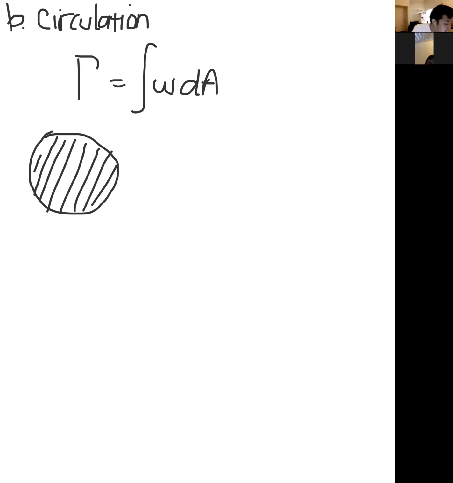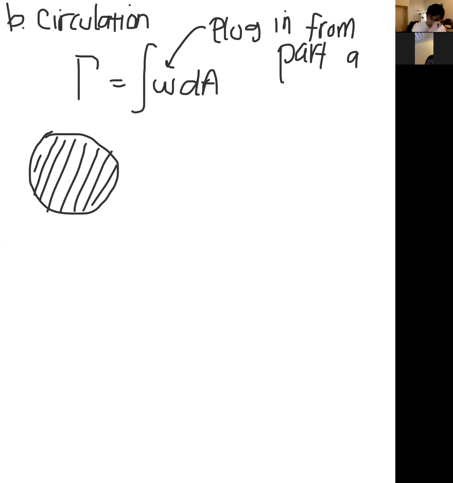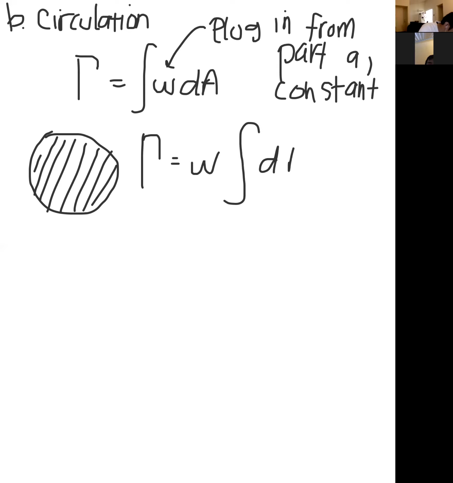So we're going to use our result from part A and plug that in here, and then just evaluate this integral. The nice thing about solid body rotation, like we mentioned previously, is that the vorticity is constant inside the solid body. So if vorticity is constant, we can just pull it out of the integral. We get circulation is equal to our constant vorticity times the integral of dA. And when we take the integral of dA, this just turns into area.